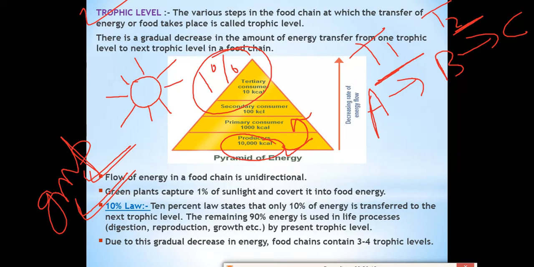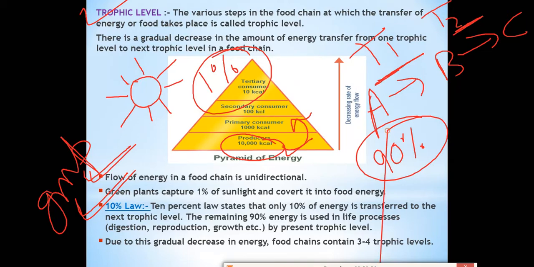And what will happen to the 90% of energy? The rest 90% of energy is used in various processes, like in digestion, in reproduction, in growth, in movement. In those processes, that 90% of energy is used. So according to the 10% law, only 10% of energy is transferred to the next trophic level, and the remaining 90% is used in various life processes like digestion, respiration, reproduction, etc.